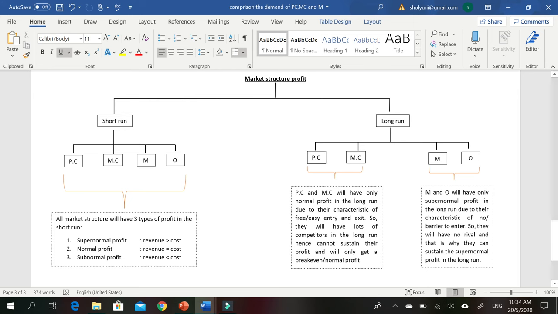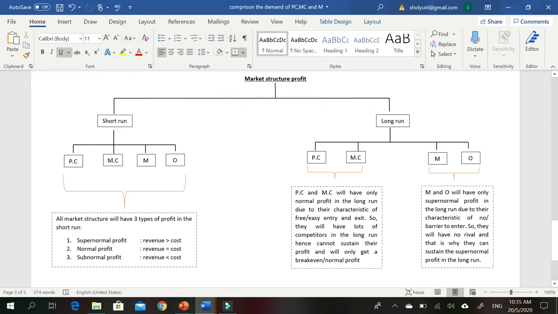While subnormal profit is loss, rugi. Our revenue is less than our cost. Kita jual barang RM50, dapat hasil dia, tapi kos kita adalah RM70. Kita rugi. So this is subnormal profit. Okay. So setiap market structure in the short run, they will experience three types of profit.